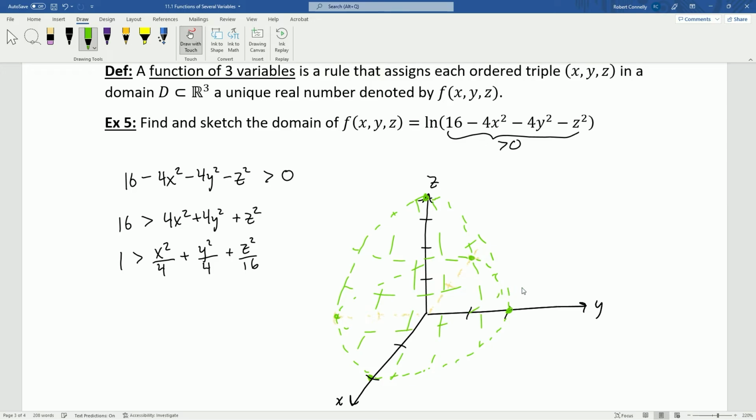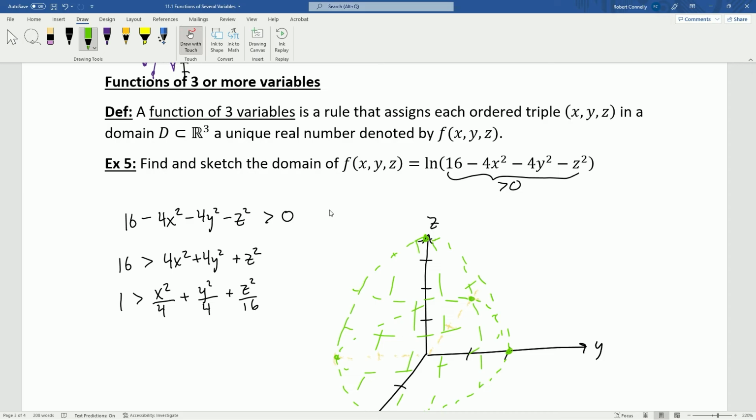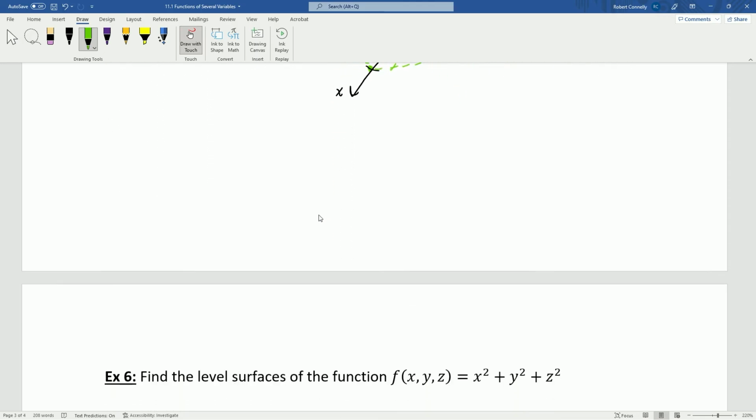All right, that's a little bit hard to visualize, especially with my terrible drawing. But the thing to understand is this is sort of like if you took an ellipse and you rotated it around the z-axis. So if you had an ellipse on the z and y-axis and then you just spun that around, that three-dimensional figure you get is what we're talking about here for this domain. All right, so let's go ahead and move on.